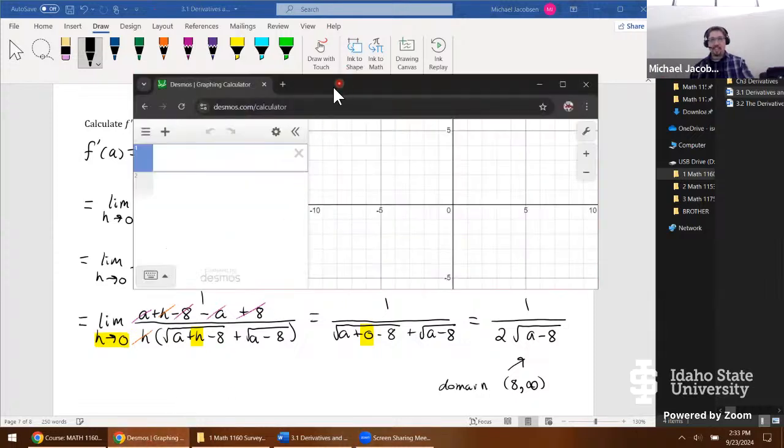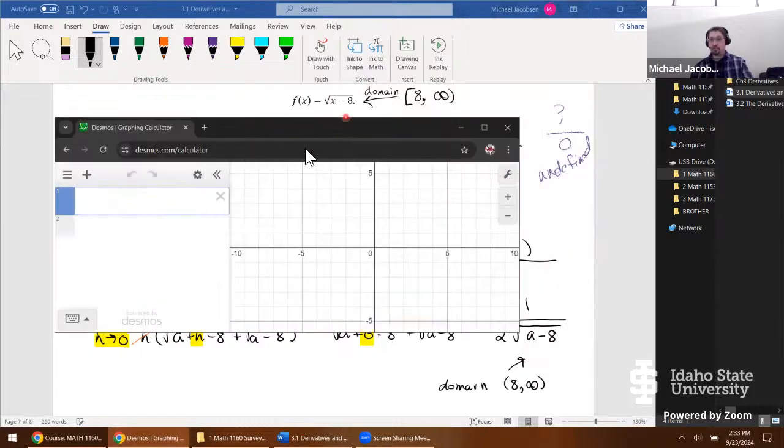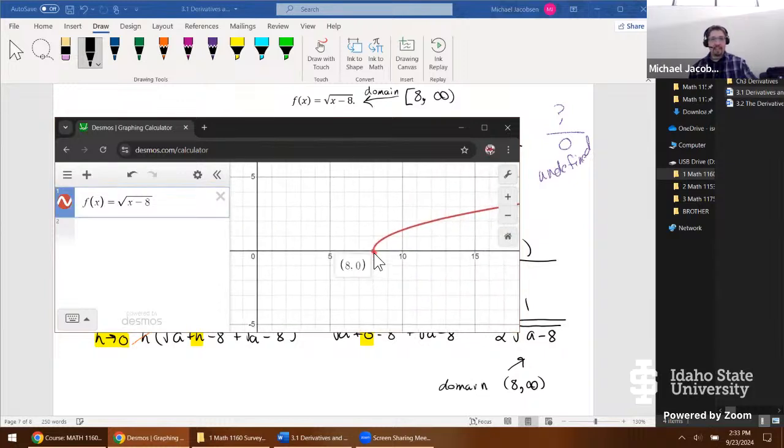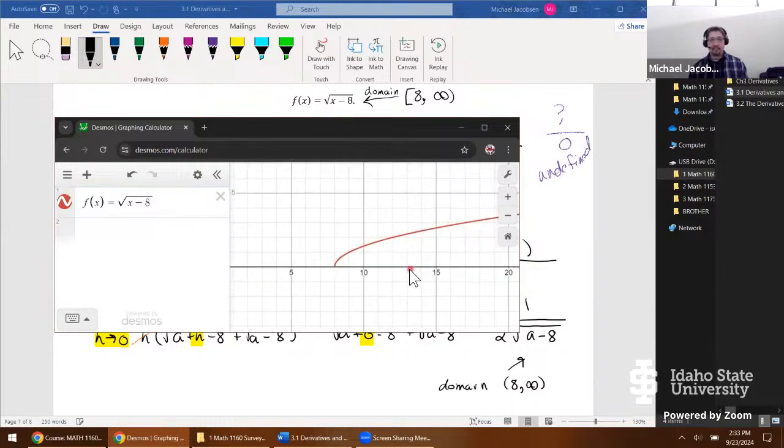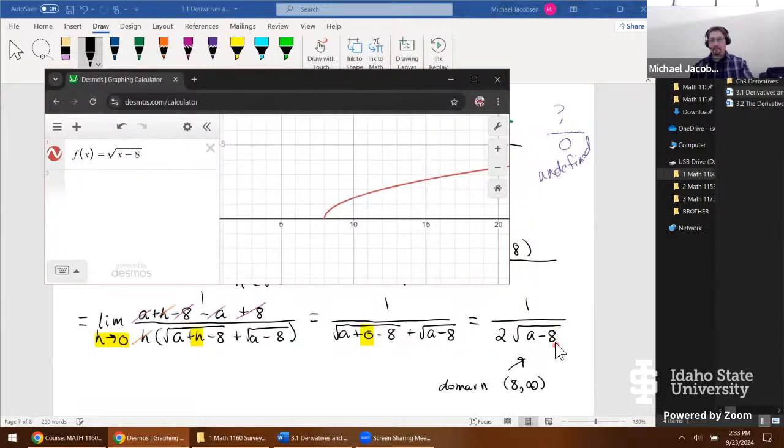Let's actually plot this and see how it's going. So here's our original function, f of x equals square root of x minus 8. So the domain starts over here, right at 8, only because we're avoiding complex numbers. So here's our graph. And now we said if you plug in 9 in that formula, you would get 1 over 2 square root of 9 minus 8, but that's just a 1. You get a slope of 1/2.